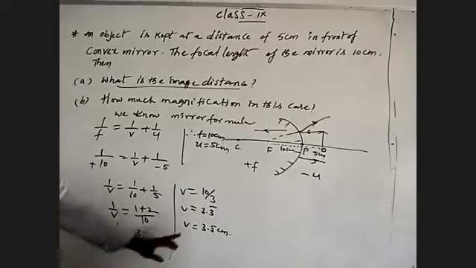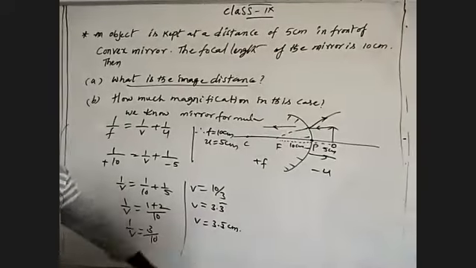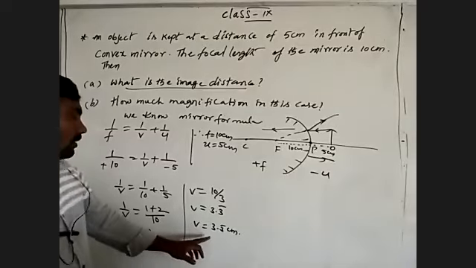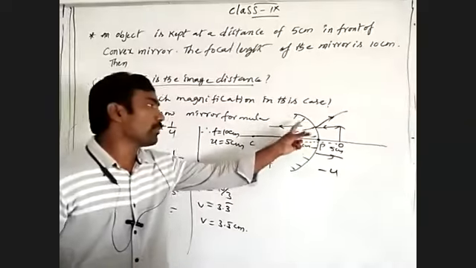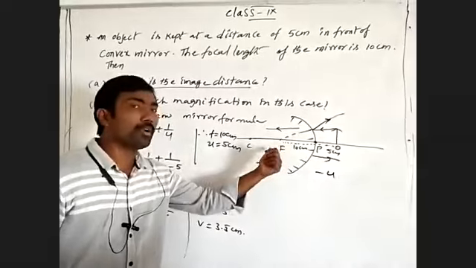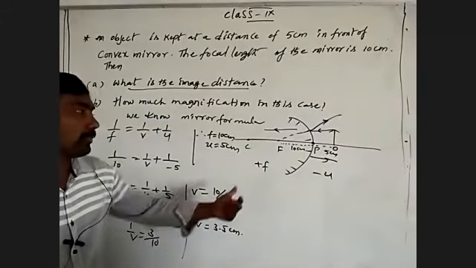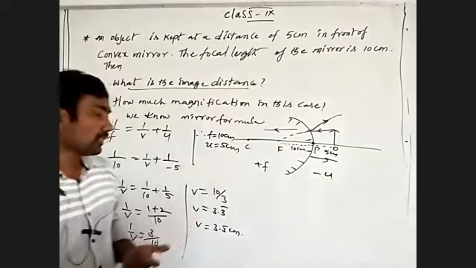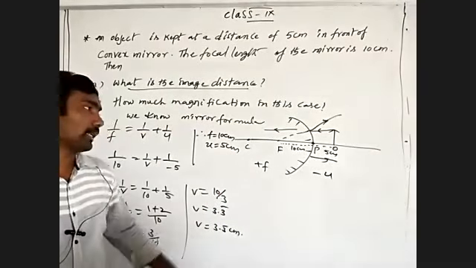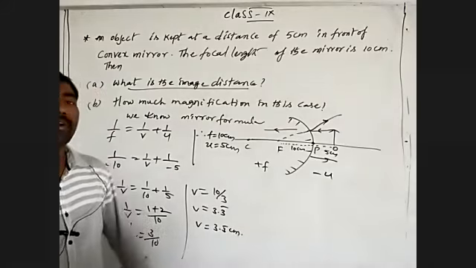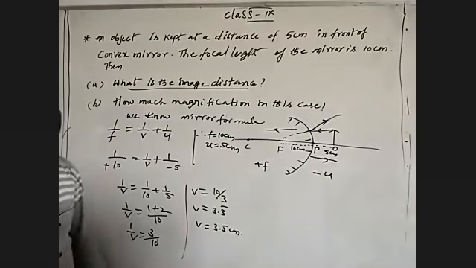The image distance we got is positive, because the image formed by a convex mirror is beyond the mirror. So the image distance is positive, 3.3 centimeter.